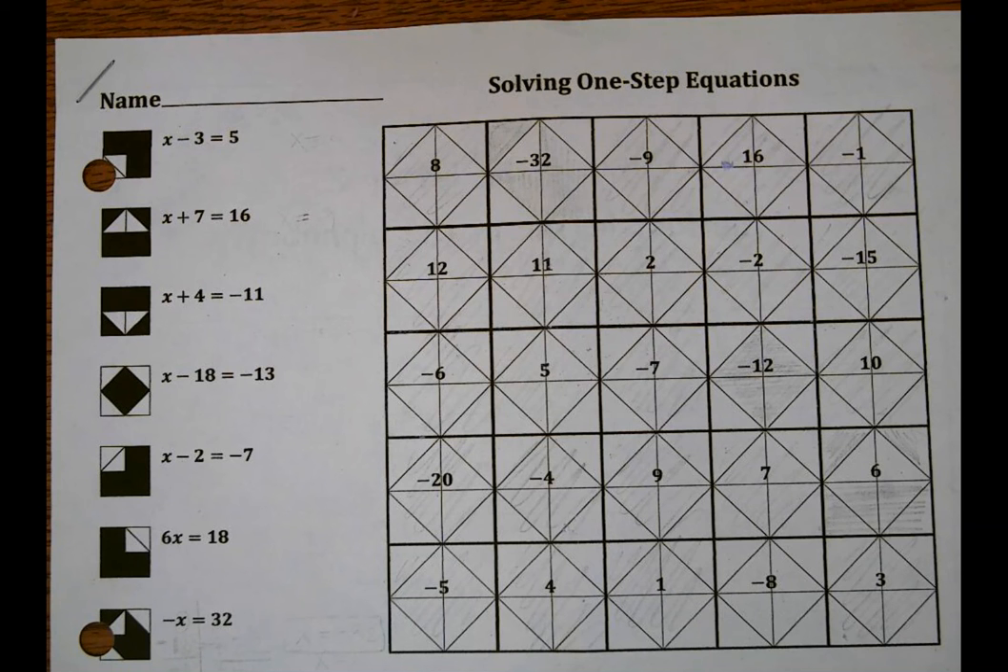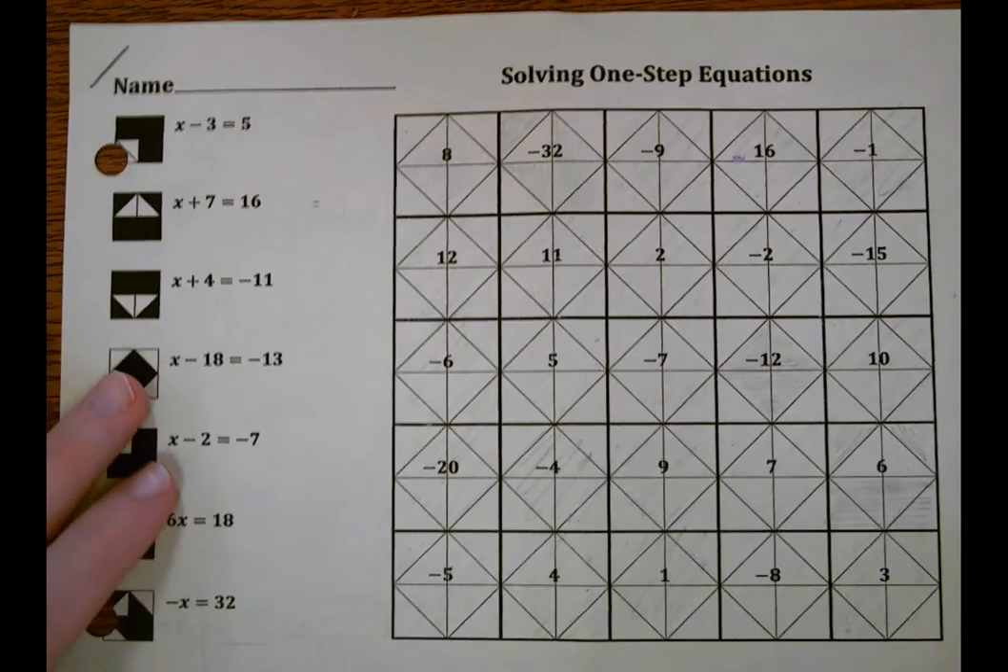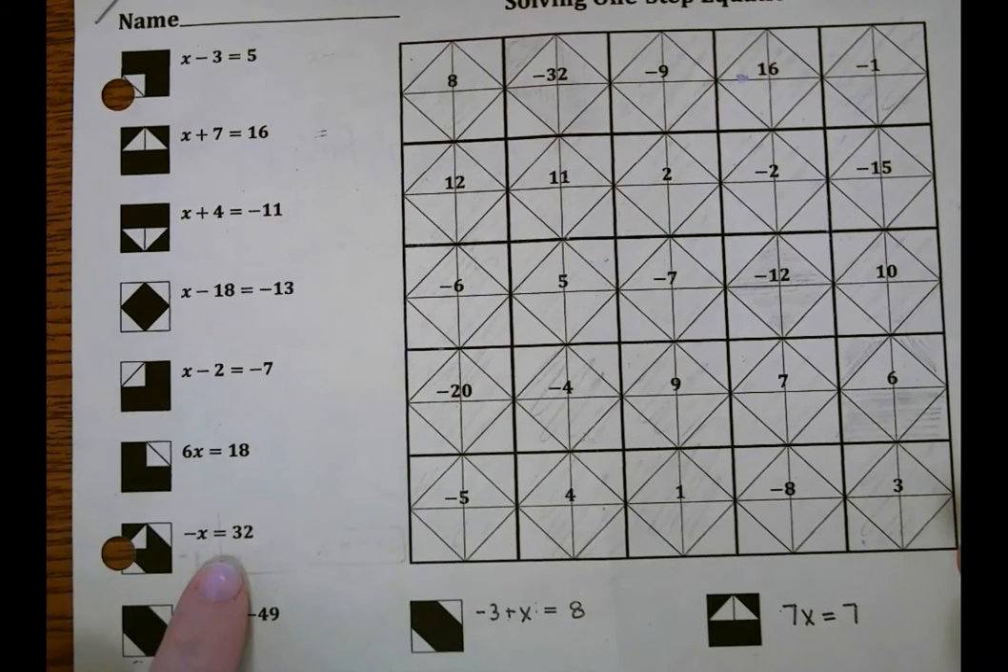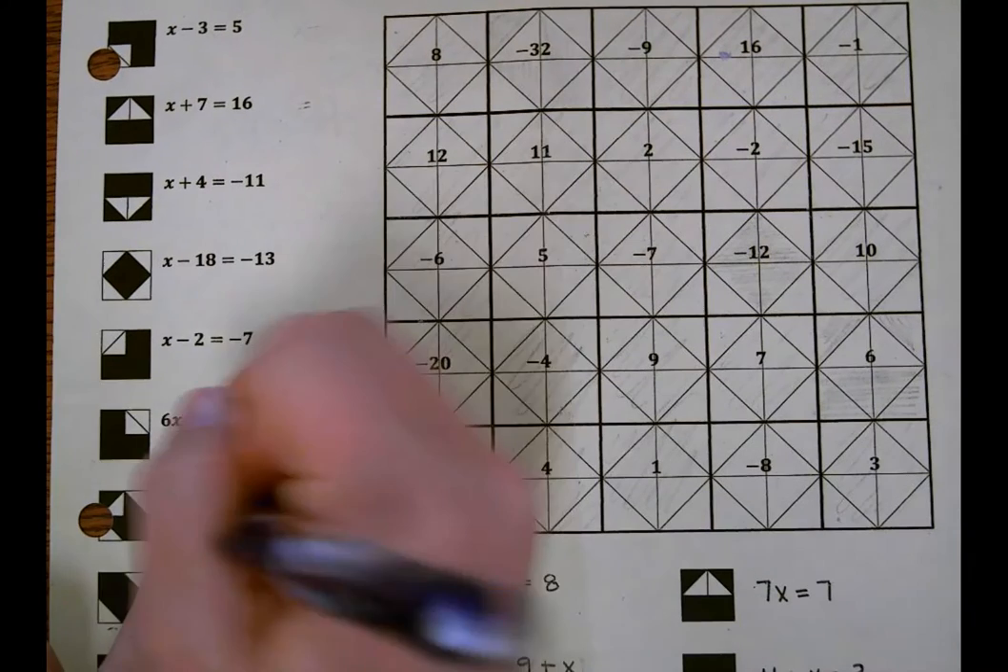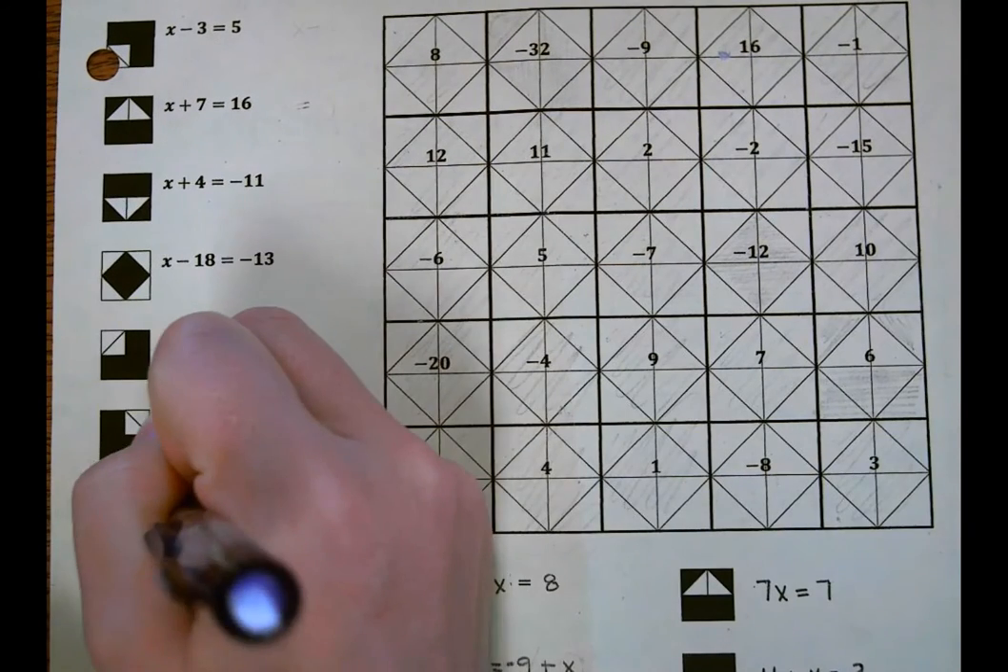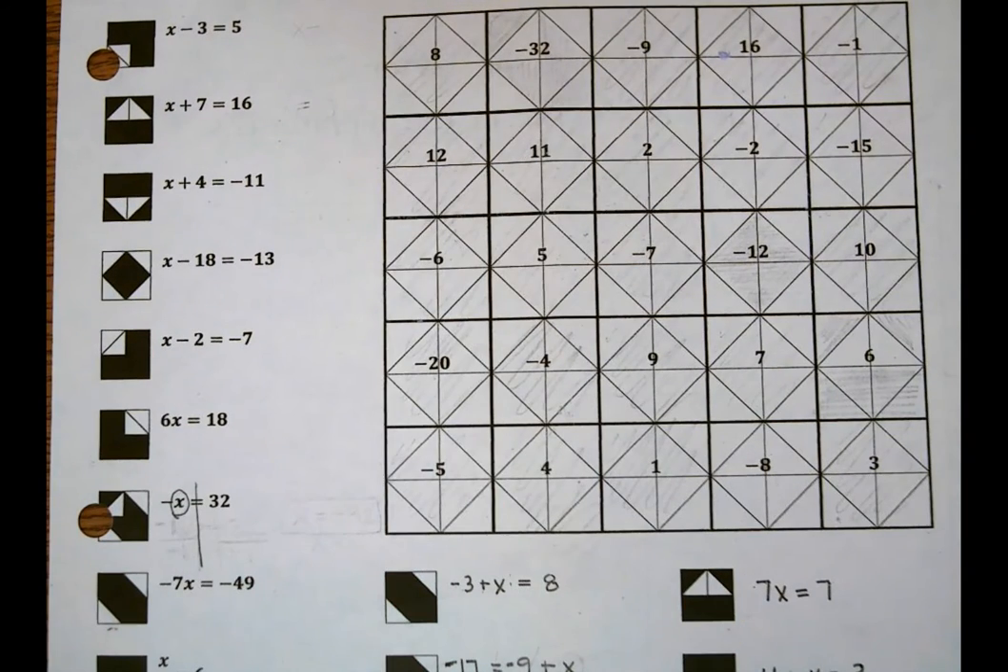I'm just going to pick some random problems for us to go over together, and then hopefully that will help you complete the rest of the page on your own. So I'm going to start by looking at this problem here. So remember, anytime we start solving an equation, we're going to draw our fence, circle our variable. So my goal is to get that x by itself.